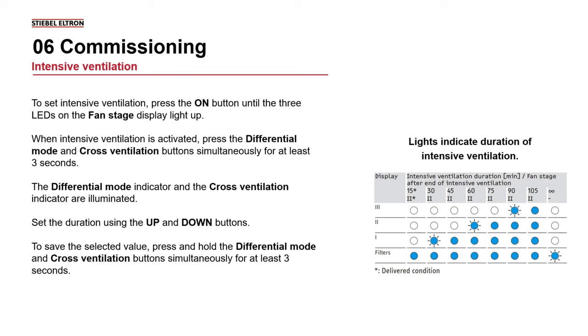If you wish to make any changes to the time settings for intensive ventilation, this must be done when intensive ventilation mode is active. Press and hold the differential mode and cross ventilation mode buttons simultaneously for at least 3 seconds. The differential mode and cross ventilation mode indicators will illuminate. Then use fan speed up and down buttons to change the time period. Once you've selected the correct time period, press and hold both differential mode and cross ventilation mode buttons simultaneously for at least 3 seconds to save your current settings.